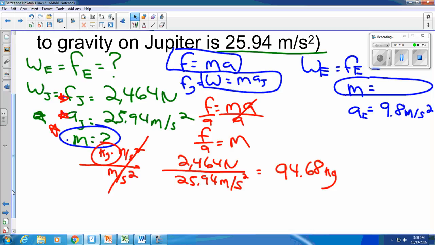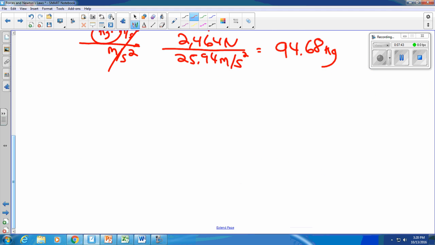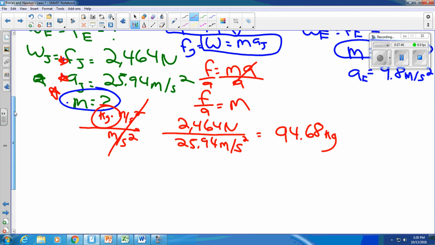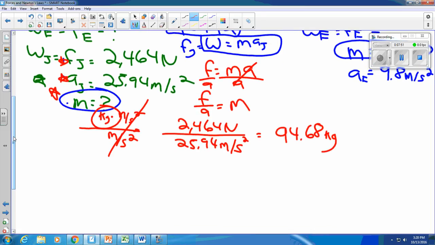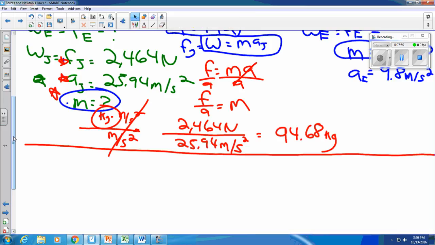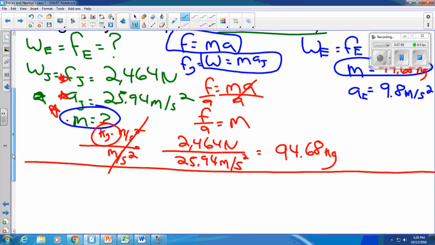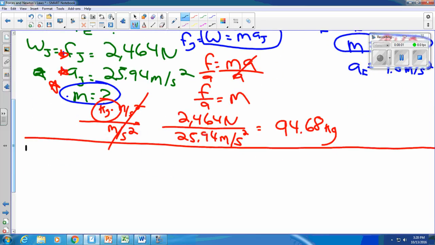So now I know my mass. My mass is 94.68 kilograms. Once again, why is that the linking piece? Because the Earth and Jupiter do not care where I am. The stuff in my body is not going to change. So now we can finish this problem. And if I rewrite what I know to make it look cleaner here for you, I know that I'm looking for my weight on Earth, which could also be the force of gravity on me on Earth. That's what I'm looking for.